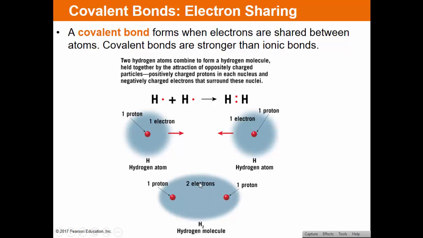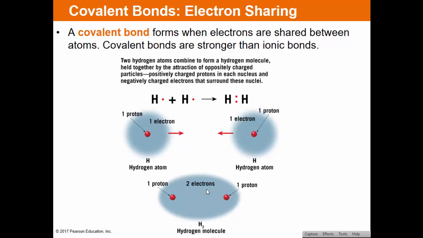It can share those two electrons. It's not a negative or positive charge, so it's a covalent bond. And the covalent bond between atoms of hydrogen making a hydrogen molecule, or the covalent bond between hydrogen and an oxygen atom, creates a very strong bond. It's called the hydrogen bond.